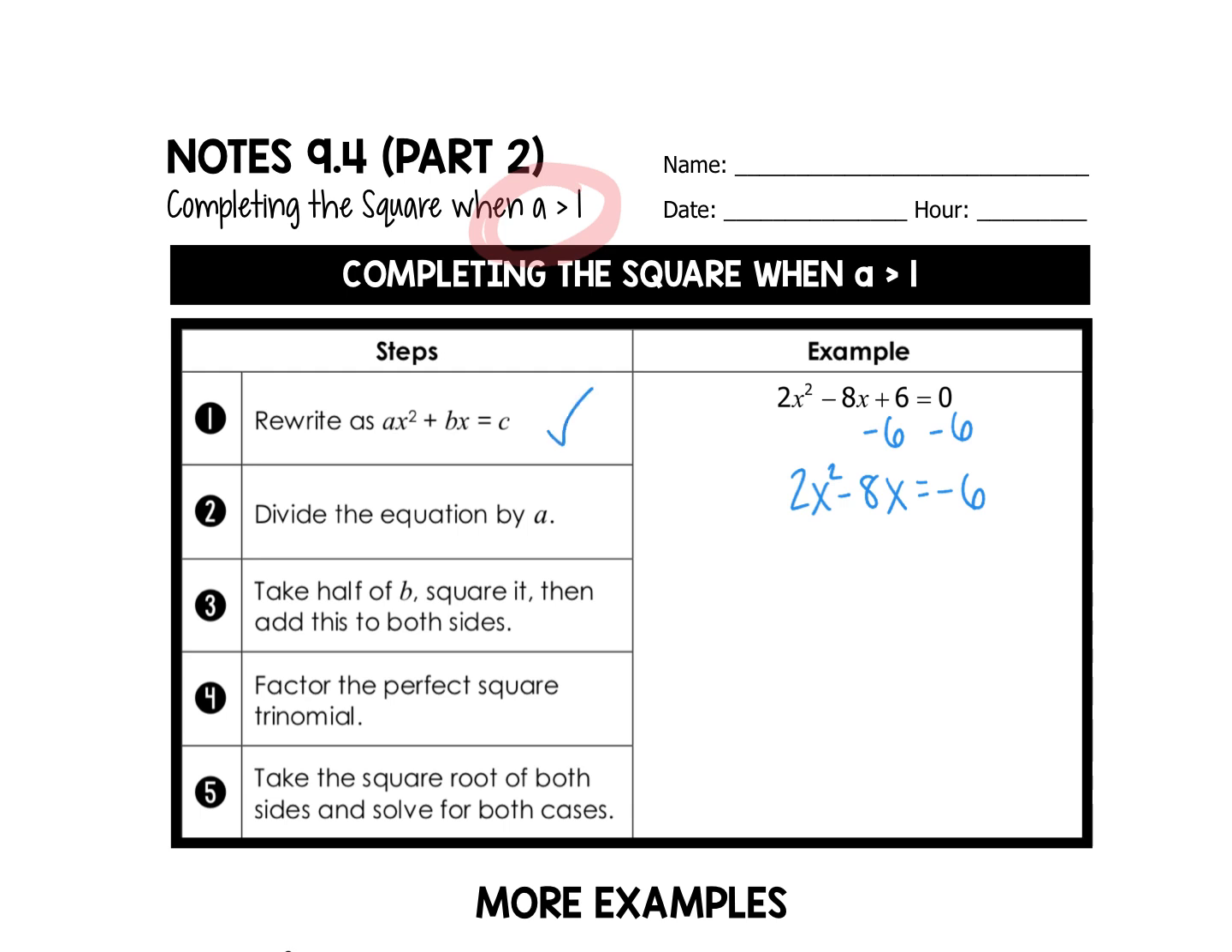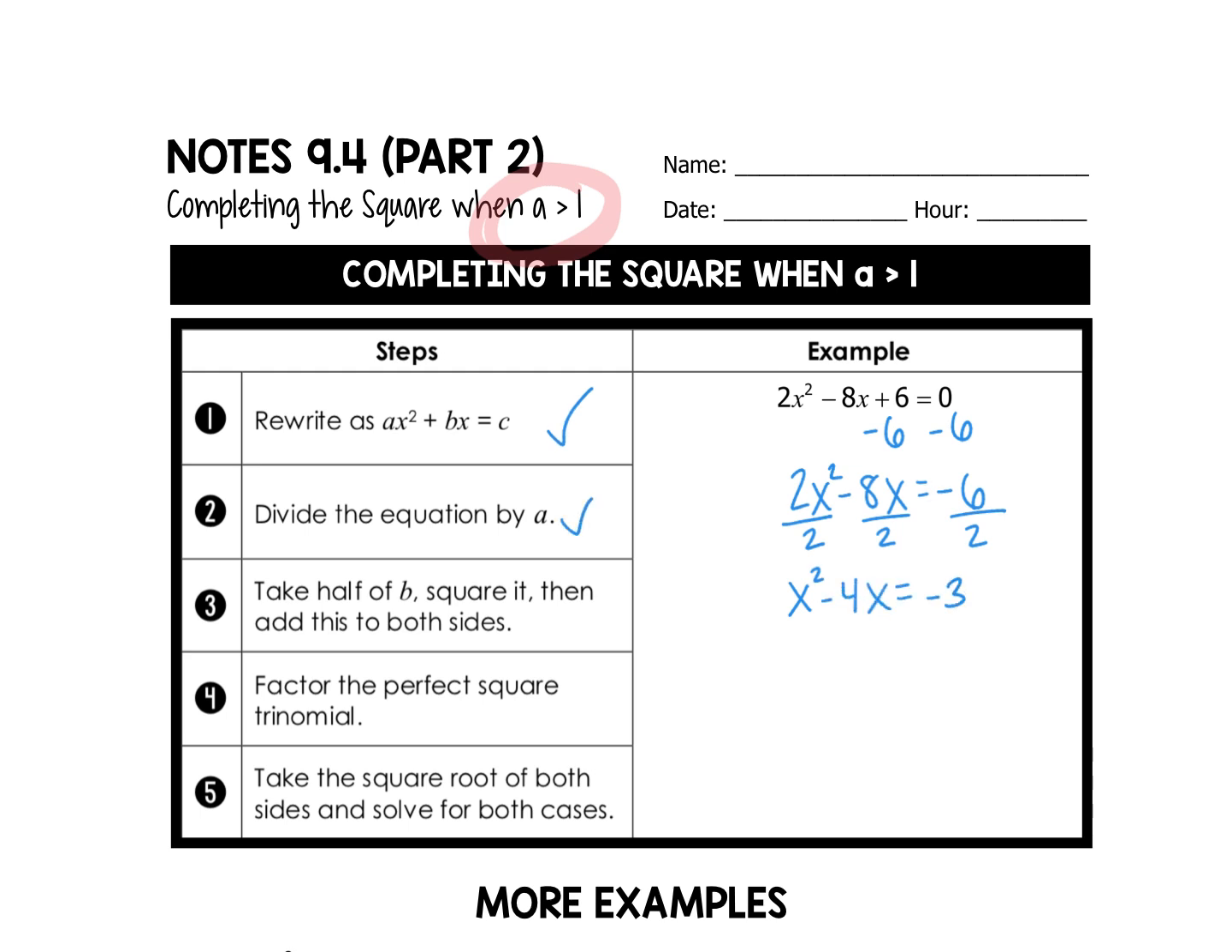Step 2, divide the equation by a. The a value is 2, so we're dividing everything by 2. So divide by 2, divide by 2, divide by 2. So we get x squared minus 4x equals negative 3.